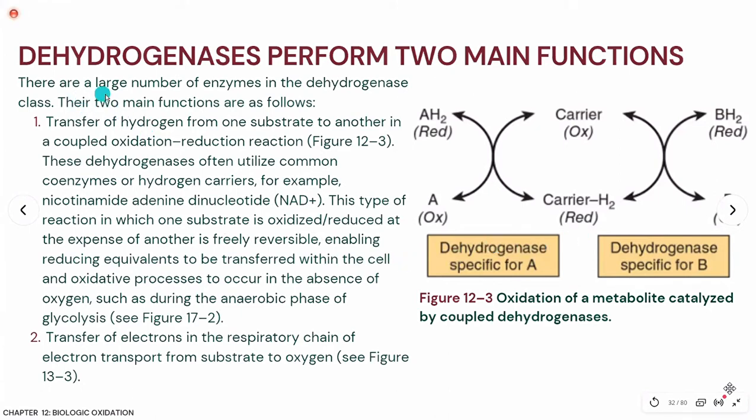So there are large numbers of enzymes in the dehydrogenases. Their two main functions are as follows: transfer of hydrogen from one substrate to another in a coupled oxidation reduction reaction. Number two, transfer of electrons in the respiratory chain of the electron transport from substrate to oxygen. We will see that later when we take up the respiratory or the electron transport chain.